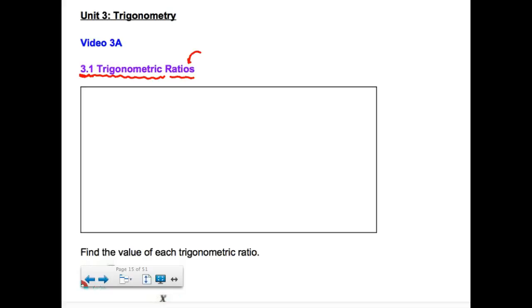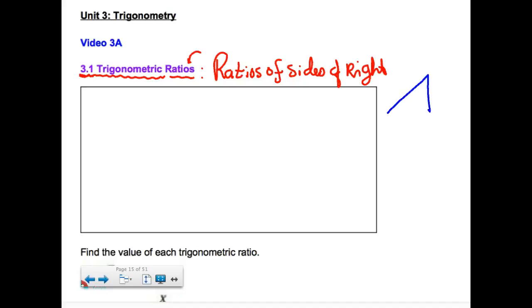Trigonometric means triangle measures. And what the trigonometric ratios are is they are the ratios, fractions, of the sides of right triangles. And we give those ratios names. Now off on the side here, I don't want you necessarily to draw this, just take a look. I'm going to draw a special right triangle from the last section, the 45, 45, 90. Just watch this.